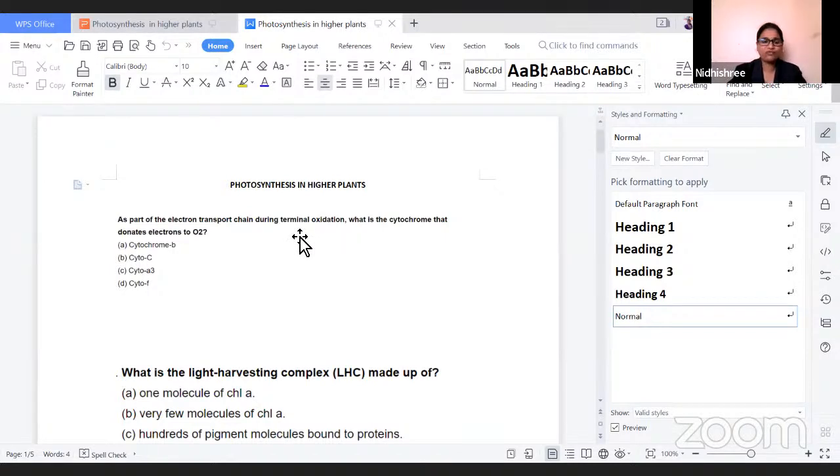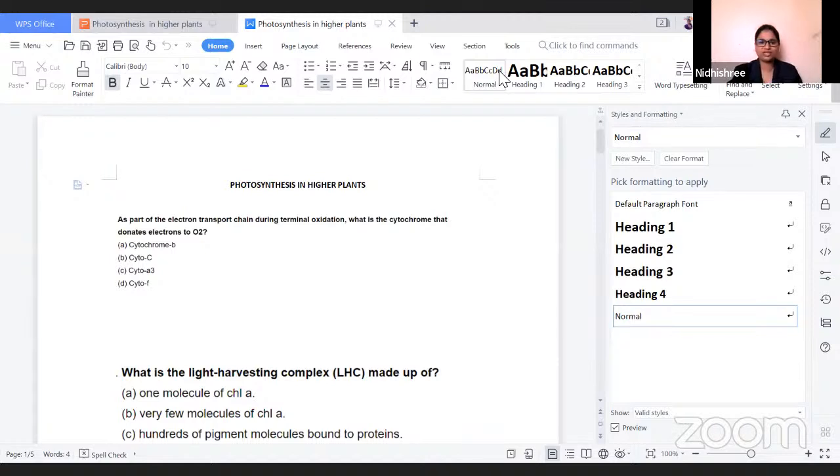The first question of 5-star bio of today goes like this, guys. As a part of the electron transport chain during terminal oxidation, what is the cytochrome that donates electron to O2? Cytochrome B, cytochrome C, cytochrome A3, or cytochrome D? Your time starts now. 5, 4, 3, 2, 1.